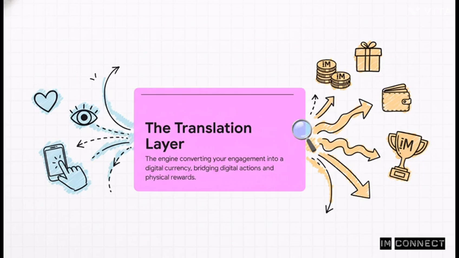Now, right at the heart of this whole system is this translation layer. The best way to think about IM coins is as the engine that's doing all the heavy lifting. It takes these abstract things you do online, like a like or a view, and it translates them directly into a digital currency. It's the bridge that connects what you do on your phone to actual real-world value.